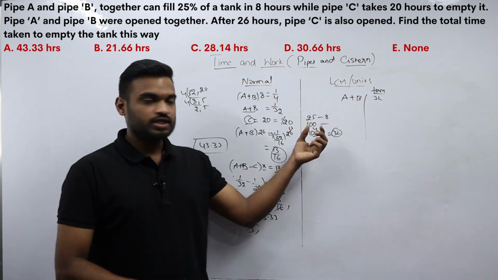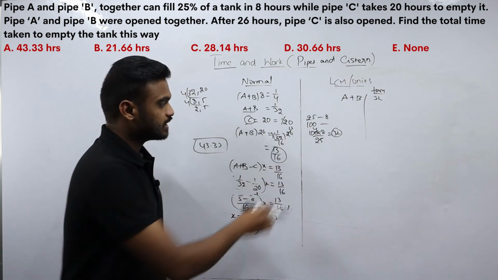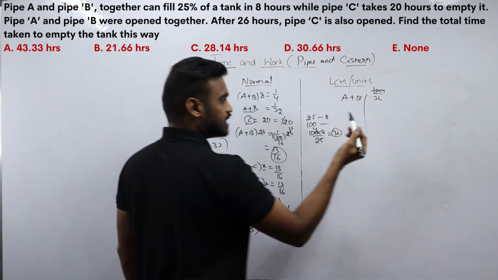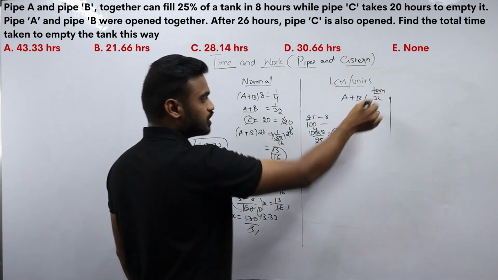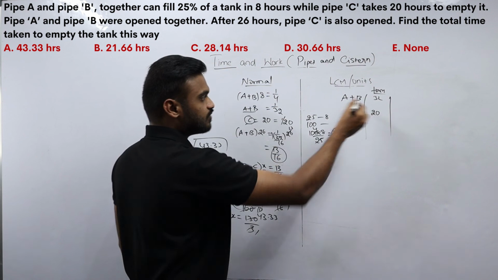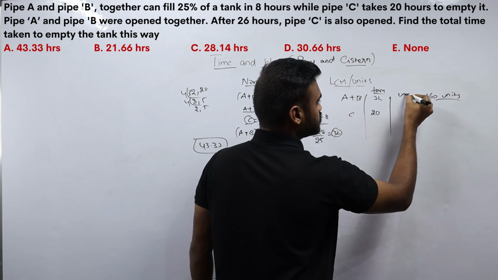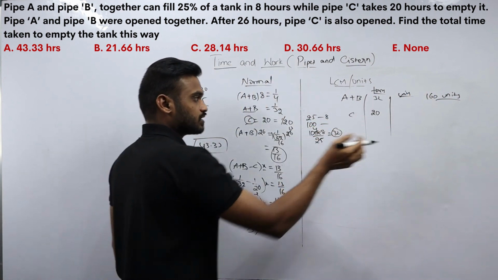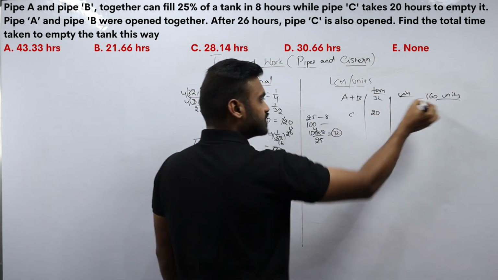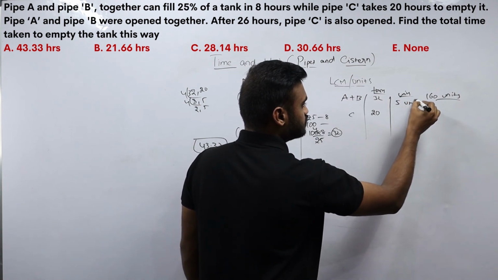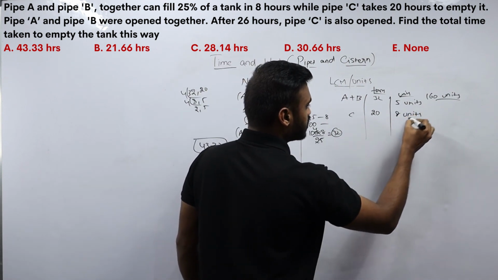Okay, here see, they have given that A plus B can complete only 25% of the tank in 8 hours. To finish 100% of the tank, they take 32 hours of work. Also they have given that C takes 20 hours to finish the entire tank. Now the LCM of 32 and 20 will be the total amount of work to be done. The LCM of 32 and 20 is 160 units. Now the total amount of work, that is 160 units, is completed in 32 hours by A plus B. So per hour it is completing 160/32, that is 5 units of work. In the same way, 160/20, that is 8 units of work, is completed by C per hour.